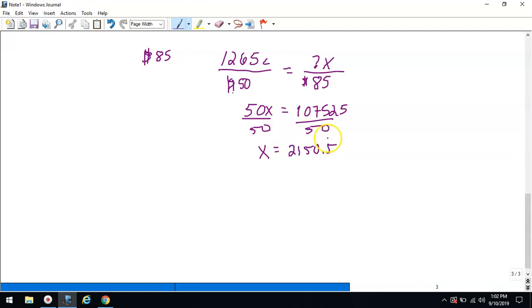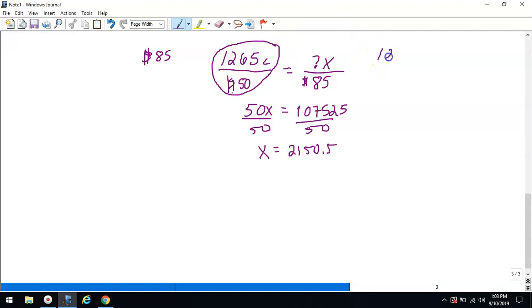Okay, so with $85, you can get 2,150 Cordobas, and if a Cordoba is something you can split in half, you can also get an additional half. The second way you could have done this is to take this first fraction and turn it into a unit rate.